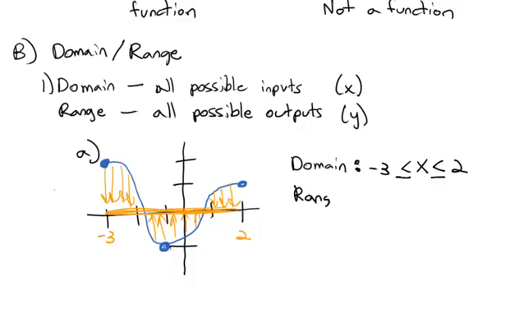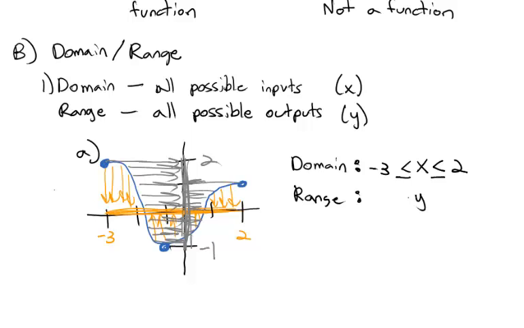For the range, we go the other direction. I'll come in a different color. Range, we take the graph and we say, hey, if we squeeze the graph onto the y-axis, what y's would be covered? So notice if we squeeze the graph onto the y-axis, we end up covering everything between -1 and 2. And we actually equal those values. So the range y, we say, is between -1 and 2.